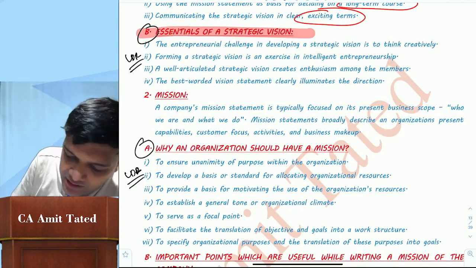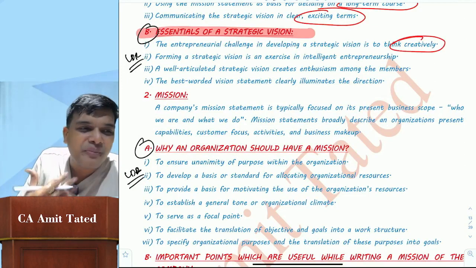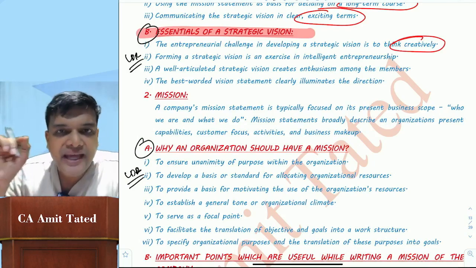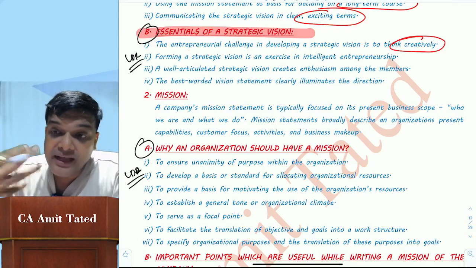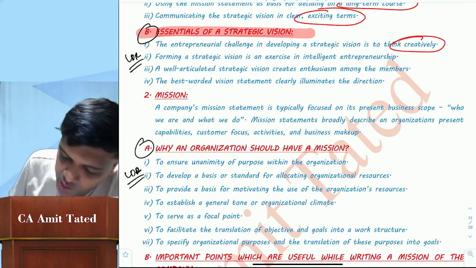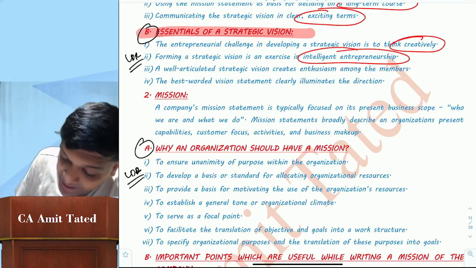First point, he should think creatively, because vision cannot be copied. याद रखना, vision, मेरा vision and your vision cannot be same, Malik. Okay, see, understand, the criteria can be same, but it should not be copied as such. So therefore, the person who is creating a vision should be a creative person. Second point, he should have an intelligent entrepreneurship. Entrepreneurship should be there.